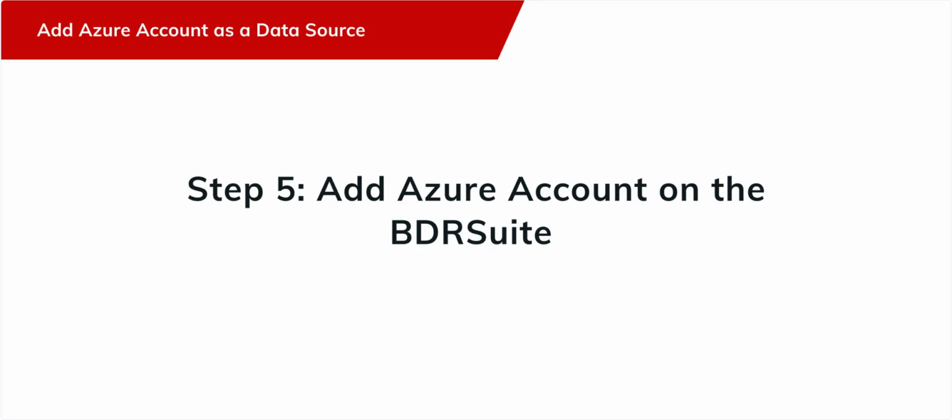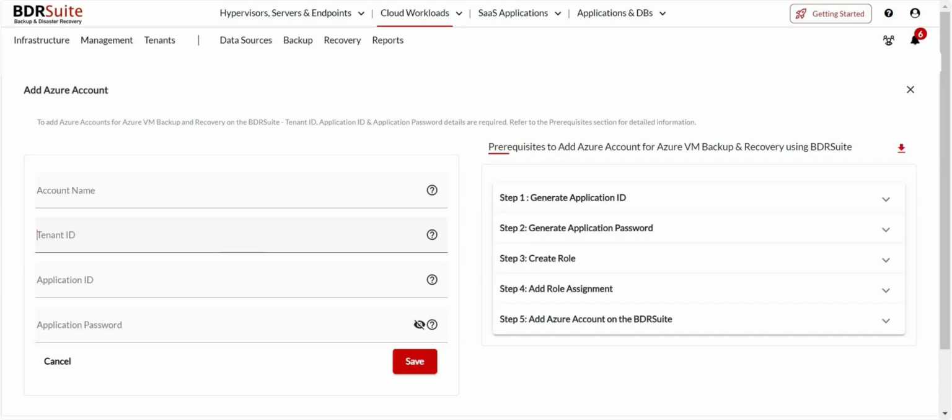Next, let's add the Azure account on the BDRSuite Backup Server. For this, navigate to the BDRSuite Backup Server console. Next, you'll need your tenant ID, application ID, and application password details. If you have already noted these details, you can enter them directly. Otherwise, you can find them in your Azure account, and I'll guide you on how to locate them.